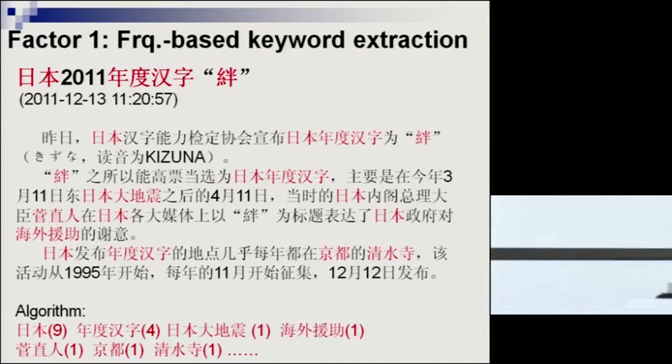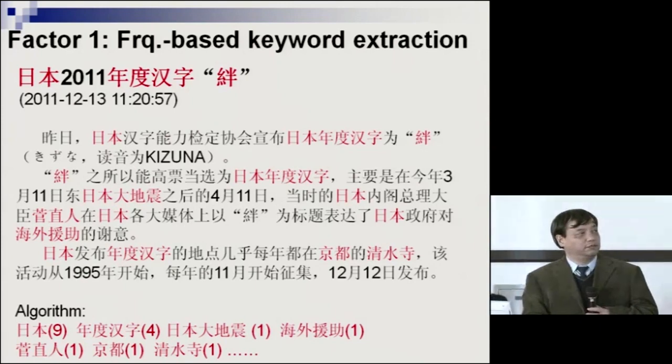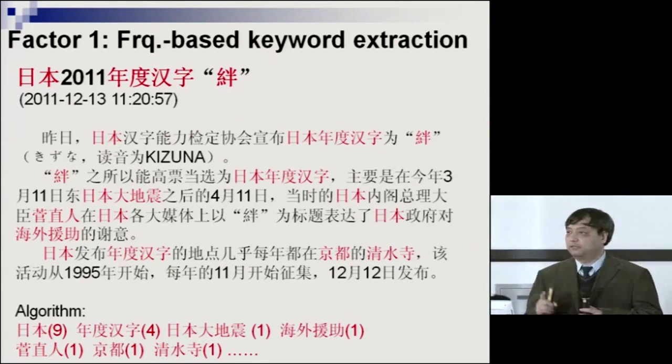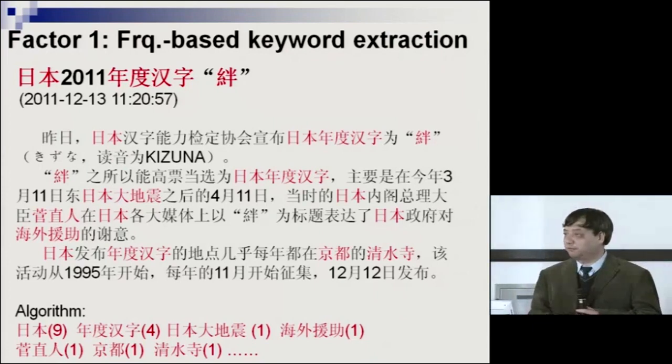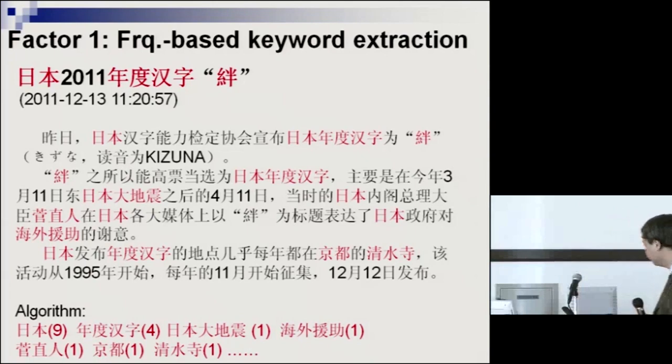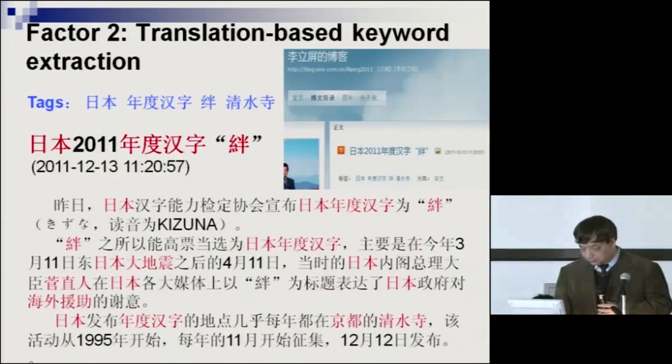But you can see Kyoto or Clearwater Temple only occur one time in the corpus. So based on frequency, it is very difficult to extract Clearwater Temple, but this temple is very important in this event. So we need to find another resource.